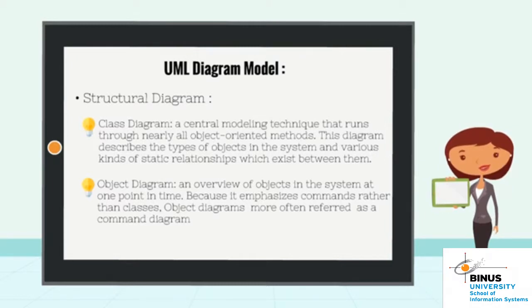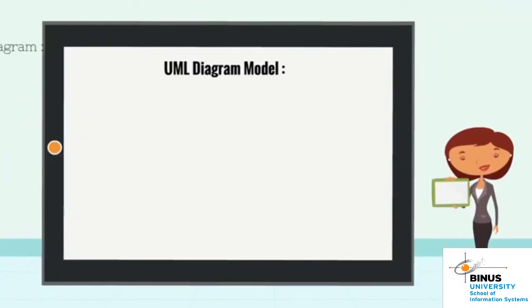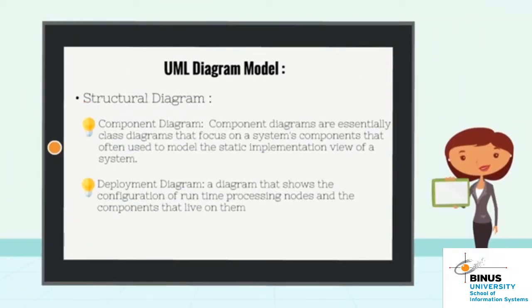Second, object diagram is an overview of objects in the system at one point in time, often referred to as snapshot diagram. Third, component diagram that is often used to model the static implementation view of the system. Last but not least, deployment diagram shows the configuration of runtime processing nodes and the components that live on them.